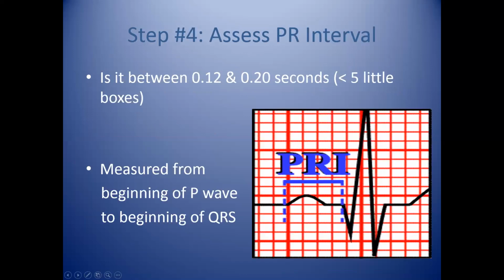The next thing you do is assess the PR interval. Is it between 0.12 and 0.20 seconds? So is it between 3 and 5 little boxes? You start from the beginning of the P wave to the beginning of the QRS, and you count the number of boxes. 1, 2, 3, a little less than 4. Is it between 3 and 5 little boxes? Yes. If the answer to that is yes, that's normal. So you're going to measure from the beginning of the P wave to the beginning of the QRS.